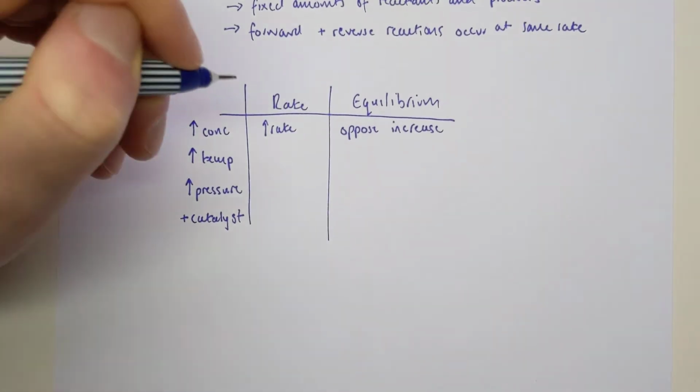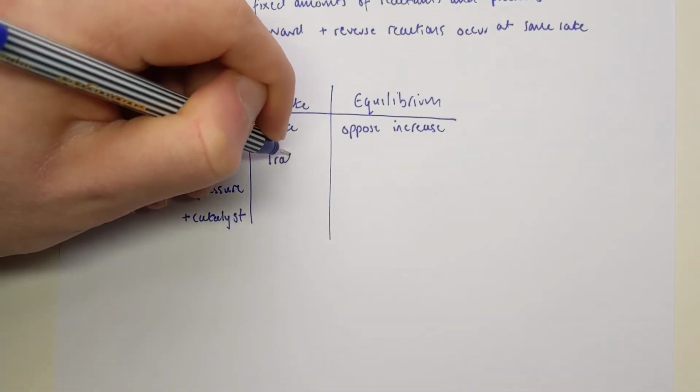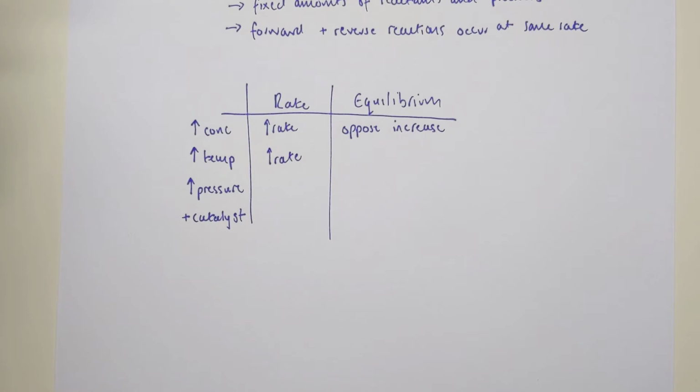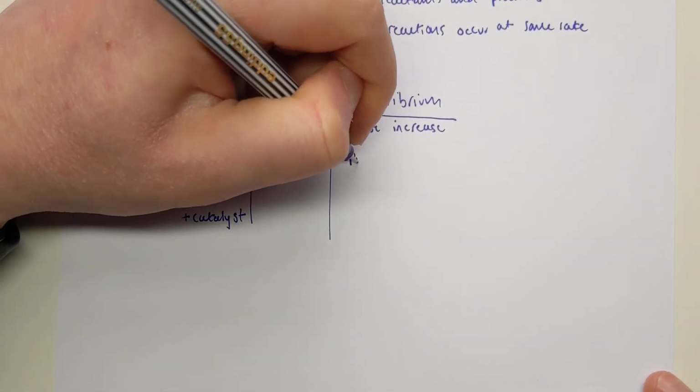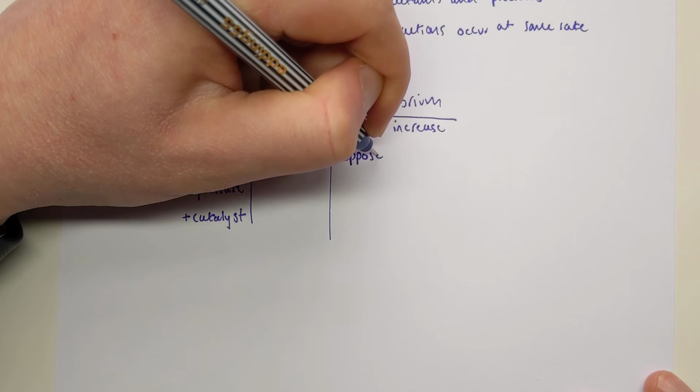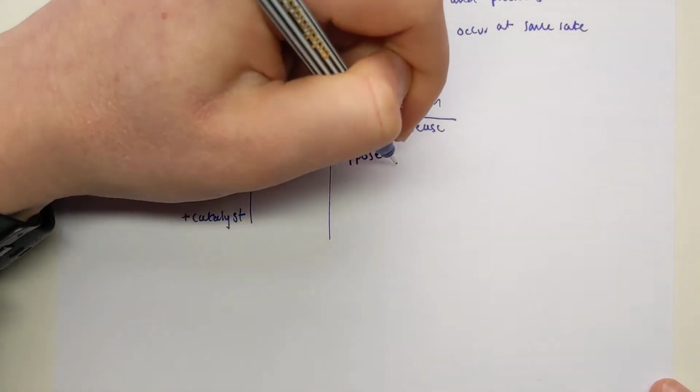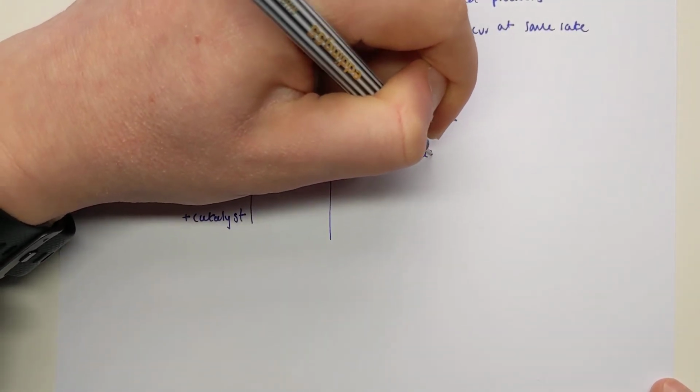If I increase the temperature again, that will always increase the rate of reaction, whether that's reversible or irreversible, because it provides more energy, so more particles have energy greater than the activation energy. And again with equilibrium, I'll just oppose that change. So I'll favour whichever side of the reversible reaction will cool down the reaction. So I oppose that increase.